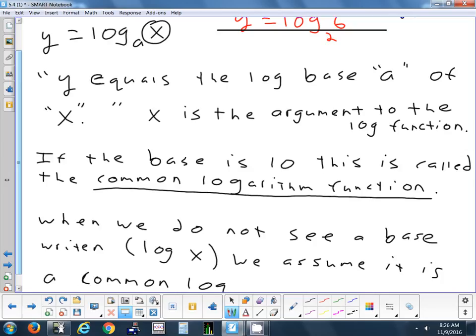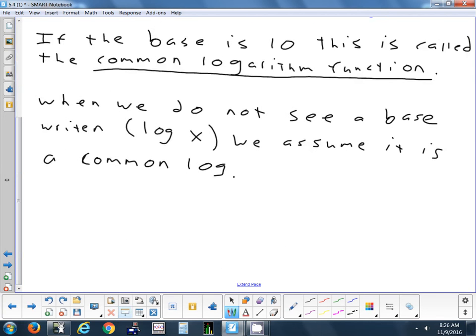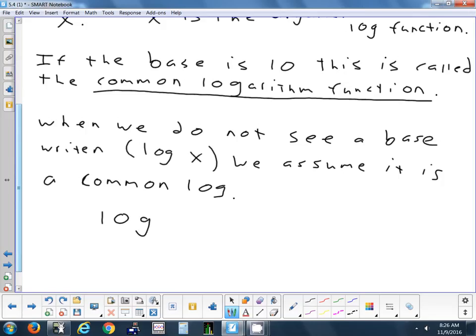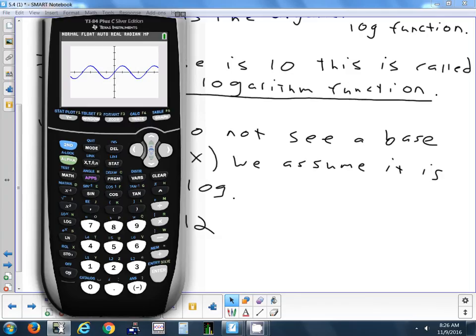Since the common log occurs quite a bit, if you ever see something written without a base, you always assume it's the common log. So if I just wrote this problem down, log 12, and I don't put a base, you assume the base is 10. On your calculator, the button for the common log says log, and it's right next to the 7. So you could press log, type something in, and get the answer.